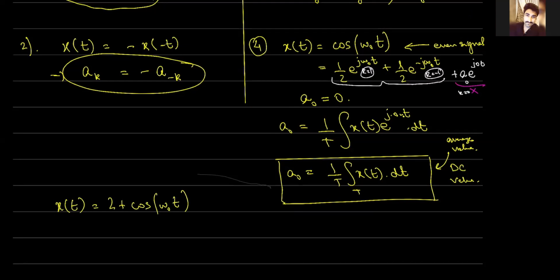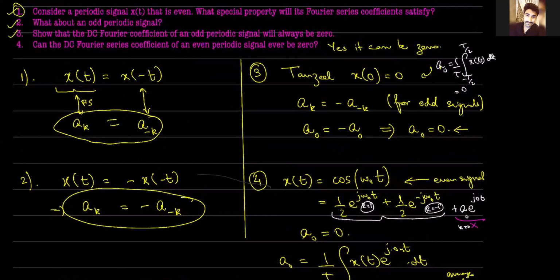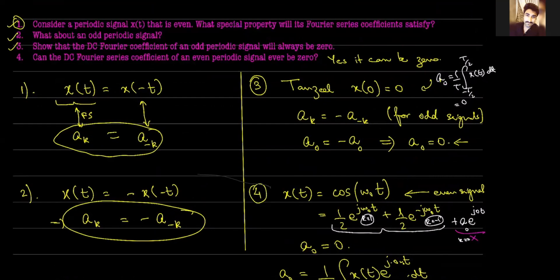Sir, please could you do the same for the third example? The one above? Yeah. How is a naught equal to 0 for odd signals? That's because a k equals minus a of minus k, right? Yes, sir. That's the condition odd signals need to satisfy. For k equals 0, what happens? a naught equals minus a of minus naught, so k equals 0 everywhere here. You're just saying a naught equals minus a naught, and the only number that satisfies this condition is a naught equals 0. Okay, got it.